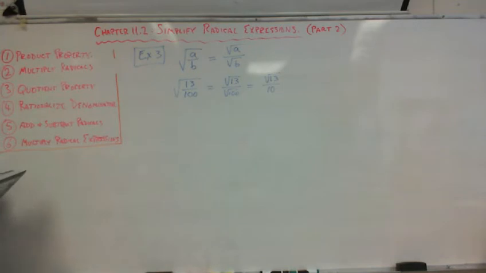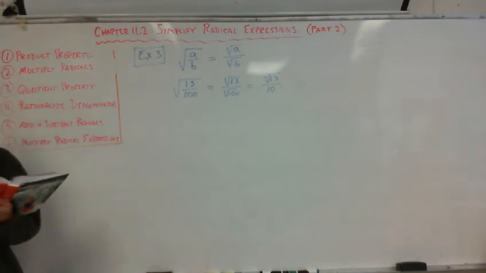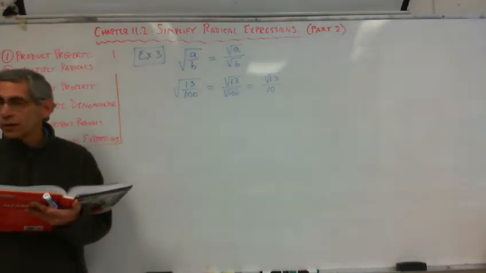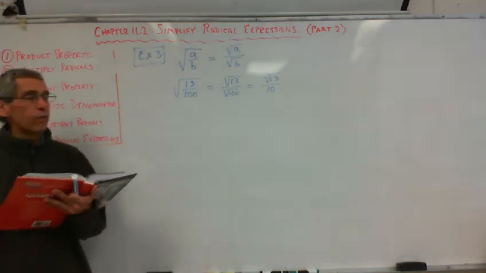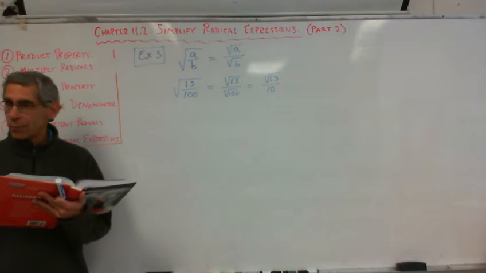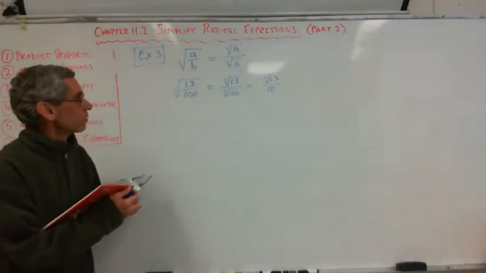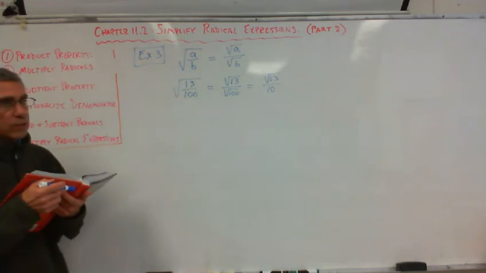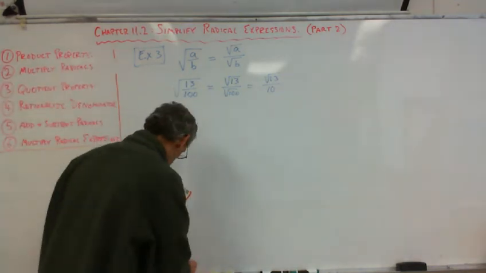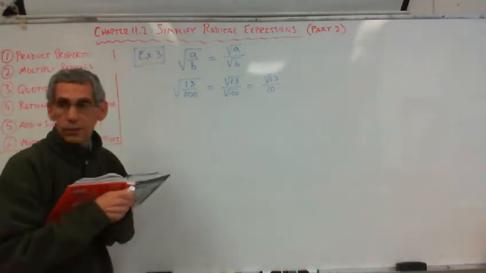Shouldn't we get a calculator and find the square root of 13? No. You could if you had to, but only if they tell you to, or only if you need to know how many apples fell from the tree, right? Then you would. But if you're just supposed to solve it, then you just leave that. For most of this, you don't have to go further. Square root of 13 over 10 is it.